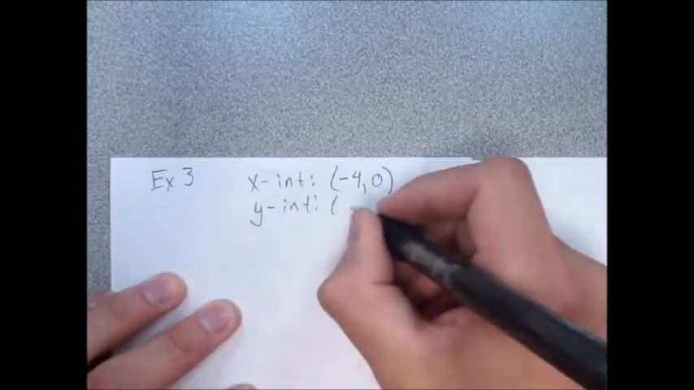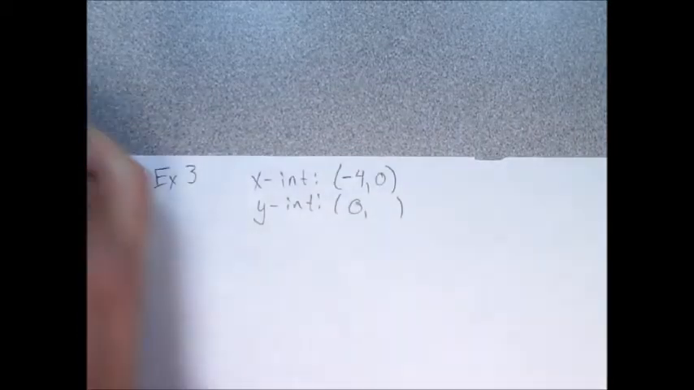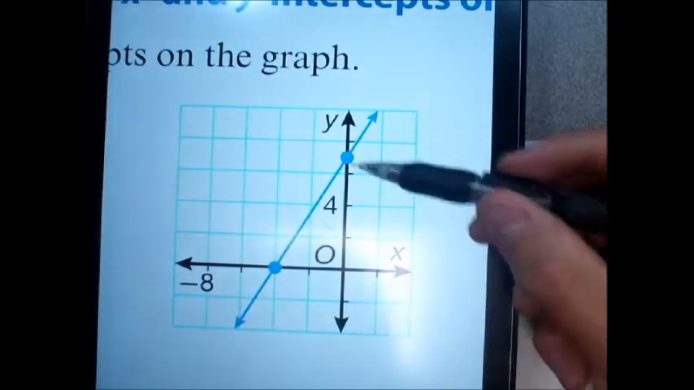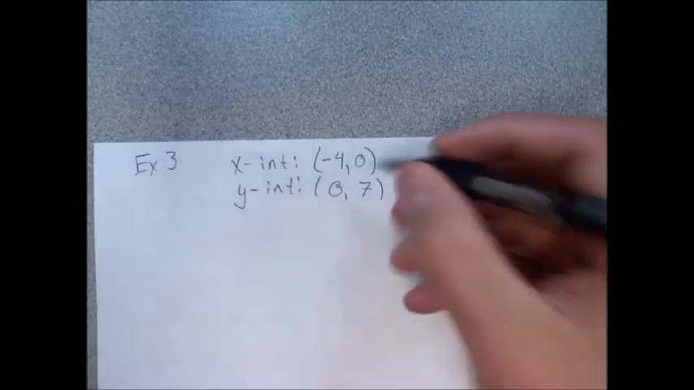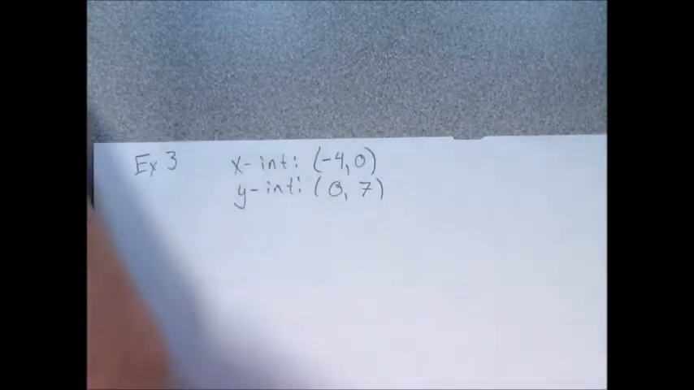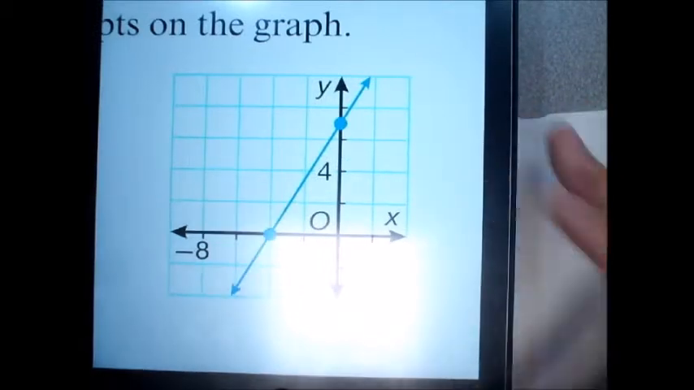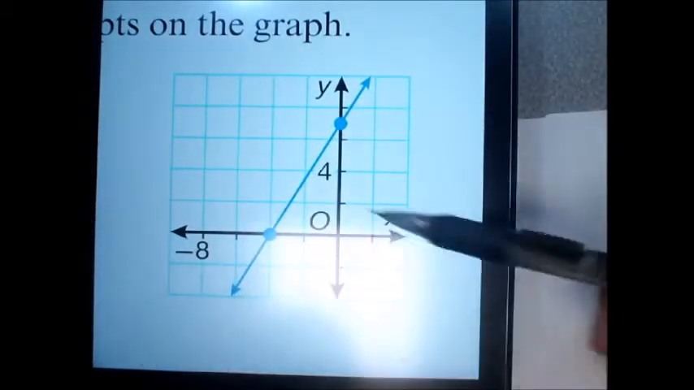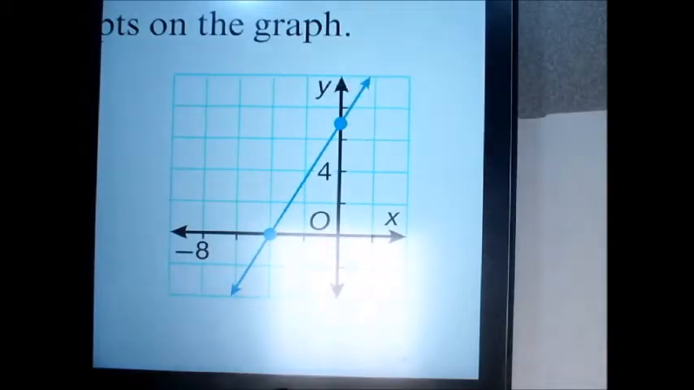For the y-intercept, it's where x equals 0. So it'll be (0, something else). Again, I'm counting by 2's: 2, 4, 6, and then halfway is 7. So (0, 7). And those are my two intercepts. They pretty much define themselves when you're looking at the graph. The y-intercept is where it crosses the y-axis. The x-intercept is where it crosses the x-axis. They even label it for you for ease of access.